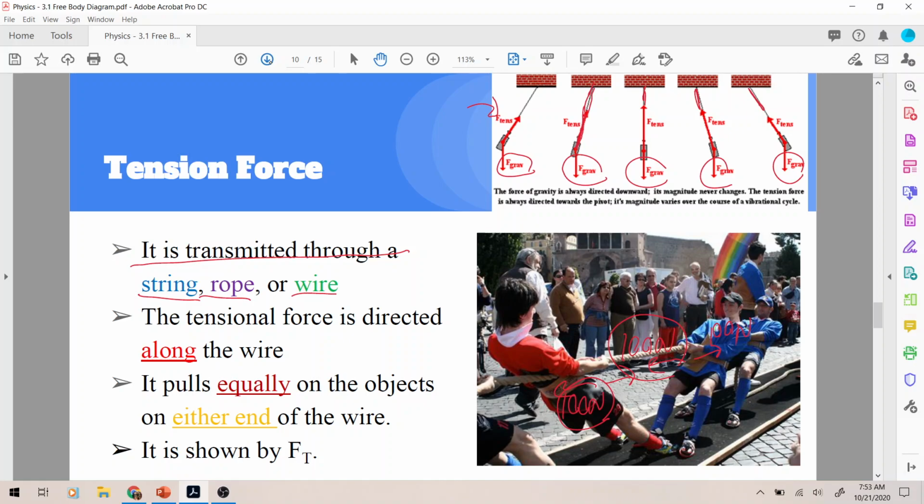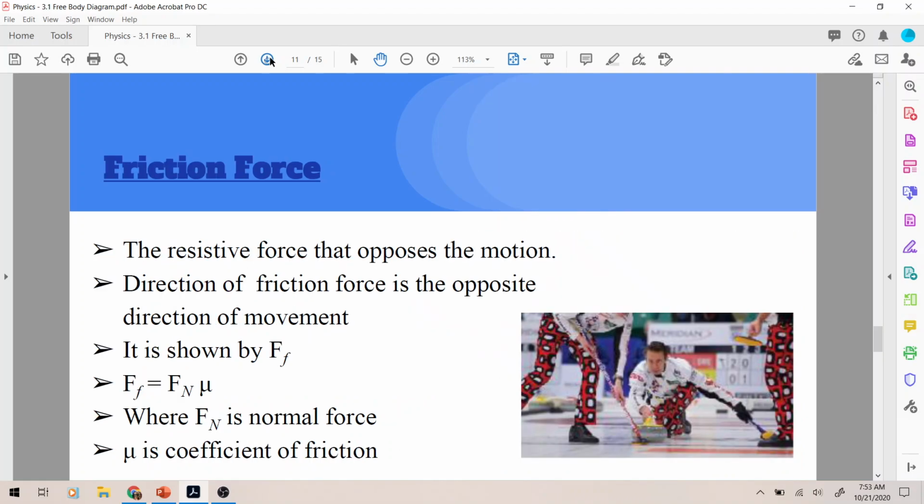And how do we show them? FT, or sometimes you're going to see this as capital T. All right, friction force. What is friction force?